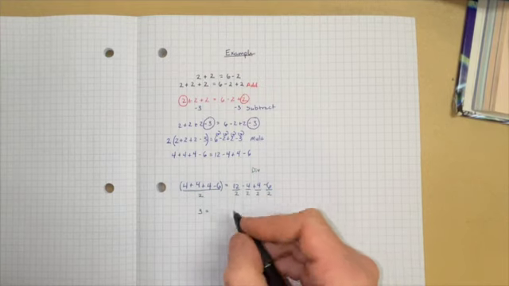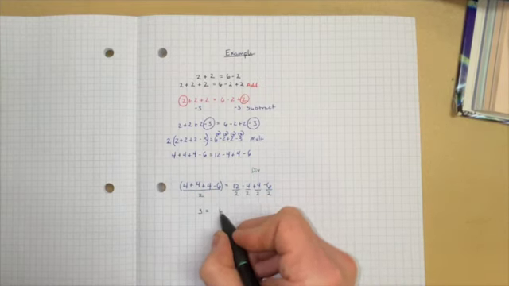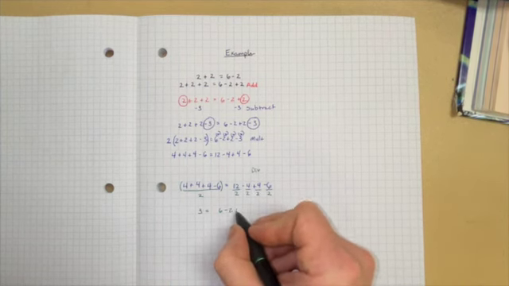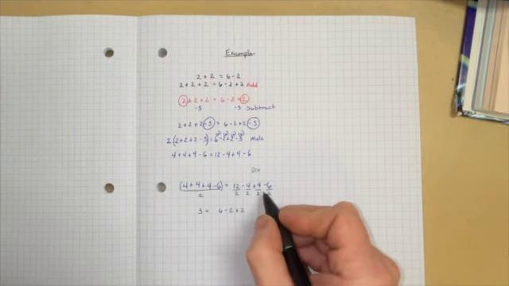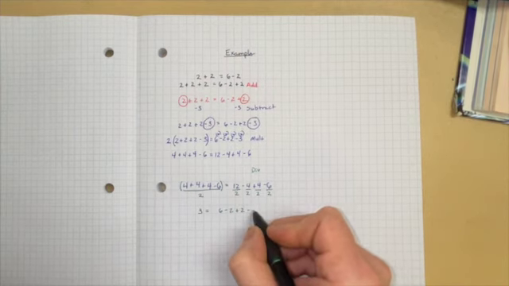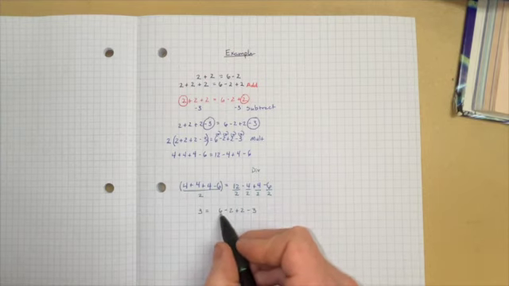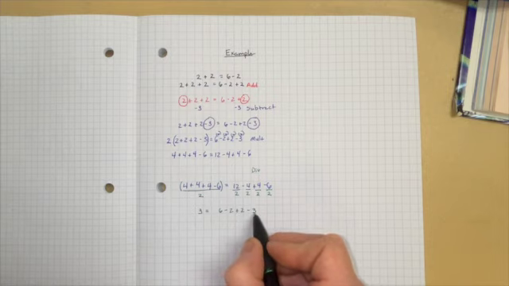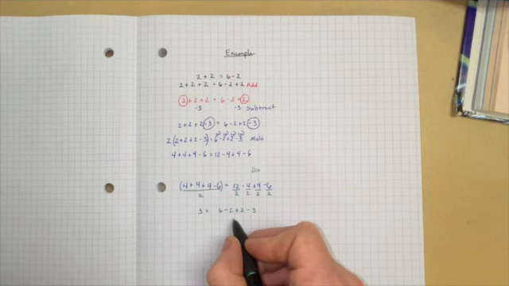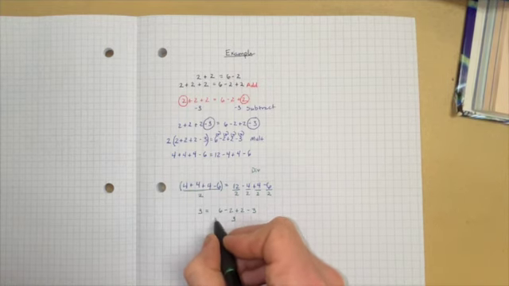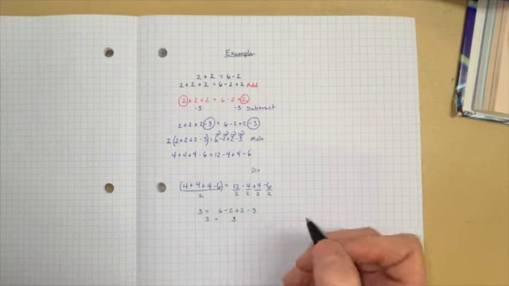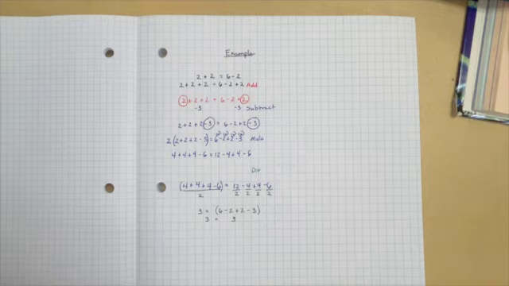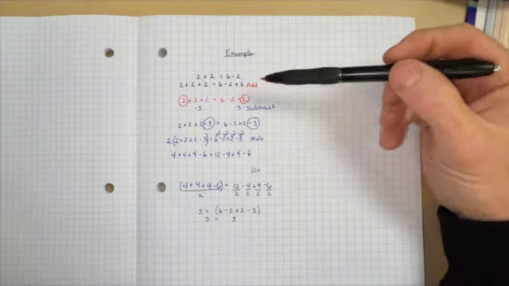12 divided by 2 is 6. Minus 4 divided by 2 is 2, plus 4 divided by 2 is 2, minus 6 divided by 2 is 3. 6 minus 2 is 4, plus 2 is 6, minus 3 is 3. Three is equal to 3. All right? So, just logically thinking these things out.